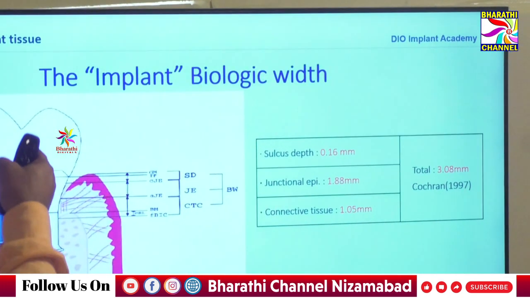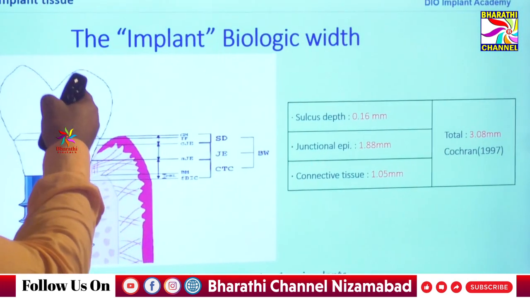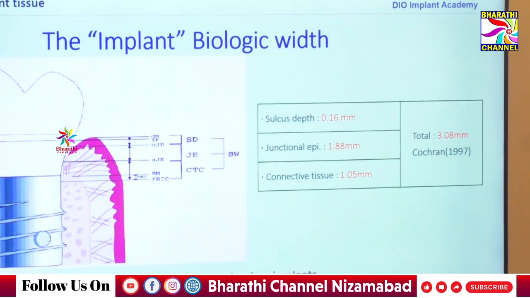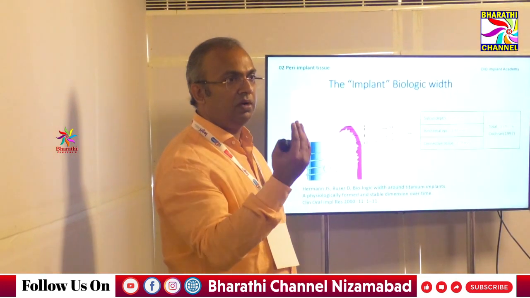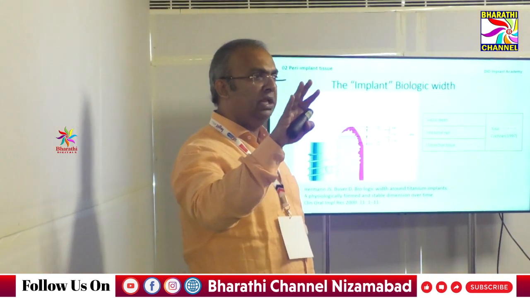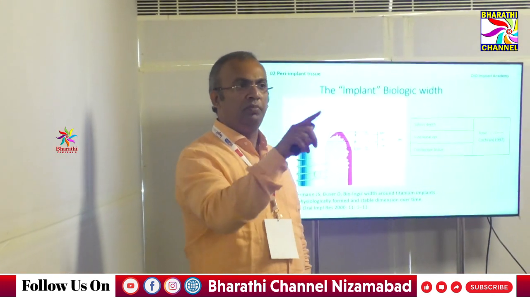As I said, the sulcus depth, the junctional epithelium, the connective tissue. When you add up all these three, it comes to 2 millimeters. That is the gingival around the implant for better outcome. Anything less than that or even much more than that up to 4 millimeters is okay. 2 to 4 millimeters is okay.